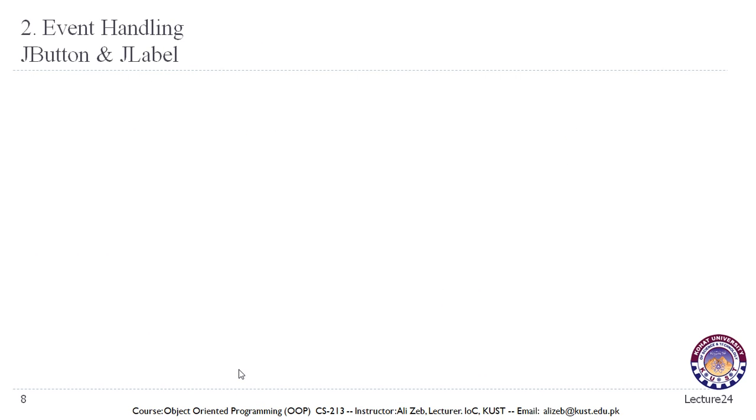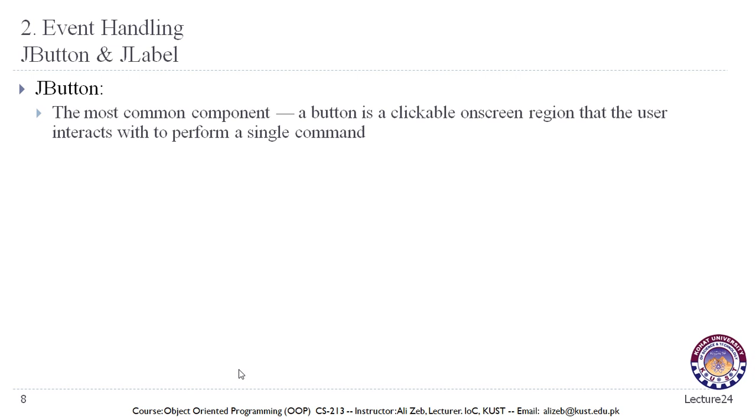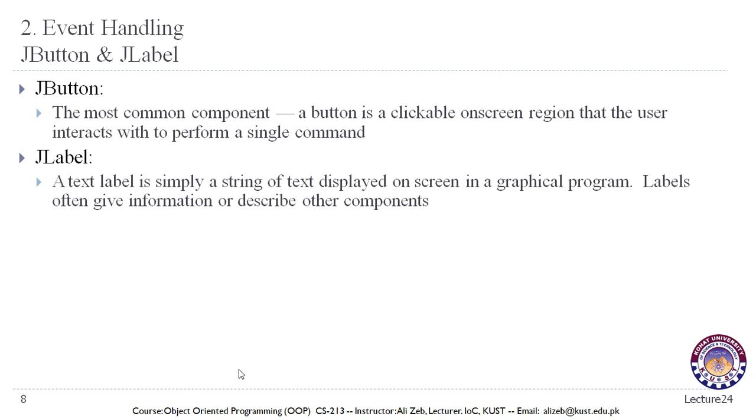For example, we can have buttons, JButton and JLabel classes. A JButton class, the most common button component, is a clickable on-screen region that the user interacts with to perform a single command. JLabel, on the other hand, is a text label, simply a string of text displayed on screen in a graphical program. Labels often give information or describe other components. For example, we sometimes add a label to a text field that describes the function or the reason for that text field. There are methods associated with these components.